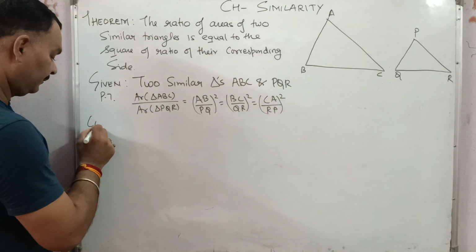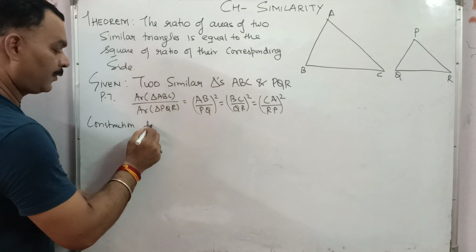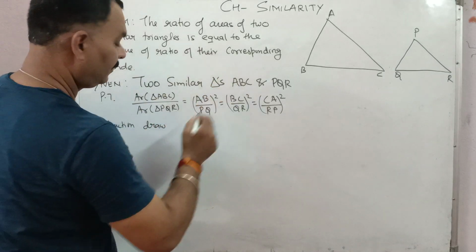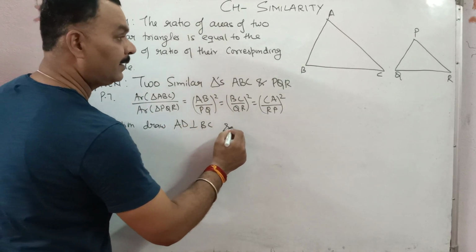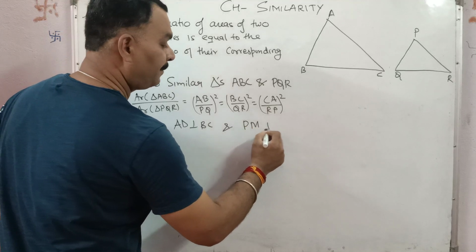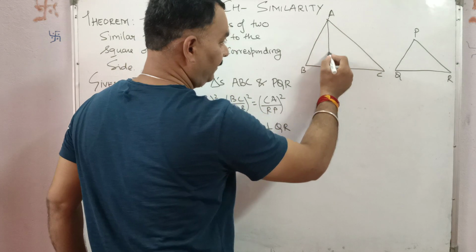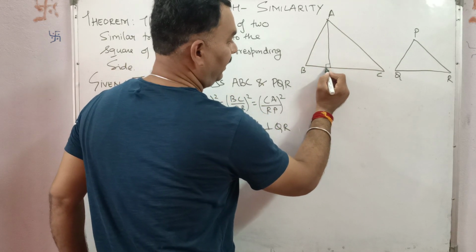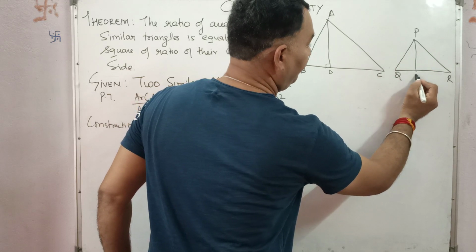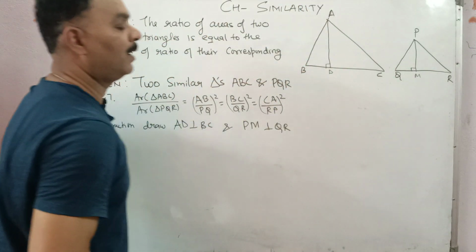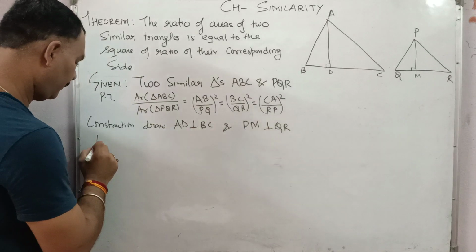Now construction. Draw AD perpendicular to BC and PM perpendicular to QR. Now proof.